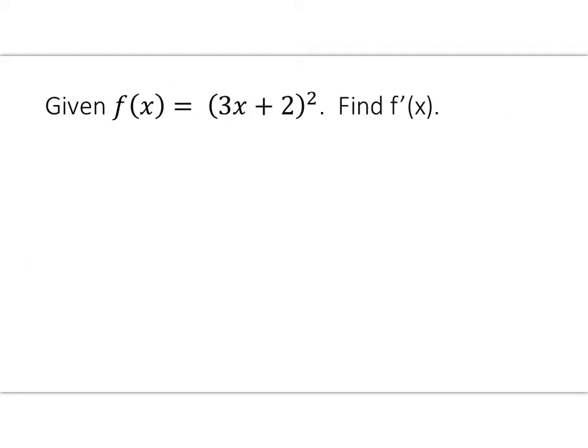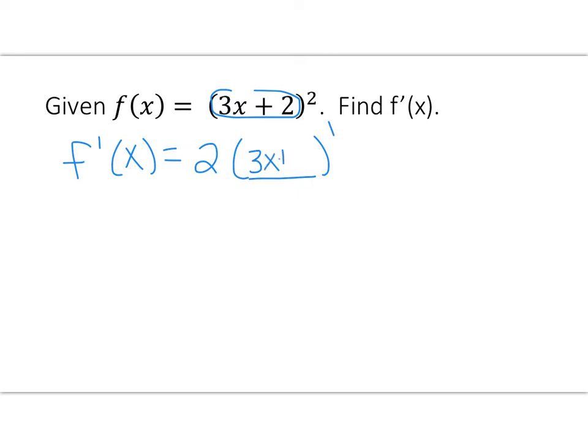Let's try another one. Given f of x equals (3x plus 2) squared. Okay, so again, here's my inner function, the 3x plus 2. So to get my derivative, I'm going to work on the outer function, which is just a power rule. So 2 times whatever that thing is to the first. So I'm going to plug in what I took the derivative of there. That's the 3x plus 2.